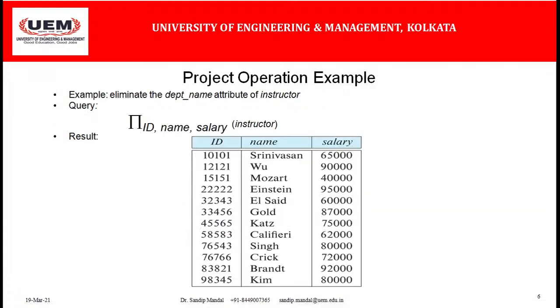So that is the project here in the instructor table. There are a total of 4 attributes: instructor ID, name, department name and salary. From that, if you want to project only the ID, name and the salary from the instructor table, then you can use this type of projection operator. That is the projection operation example.